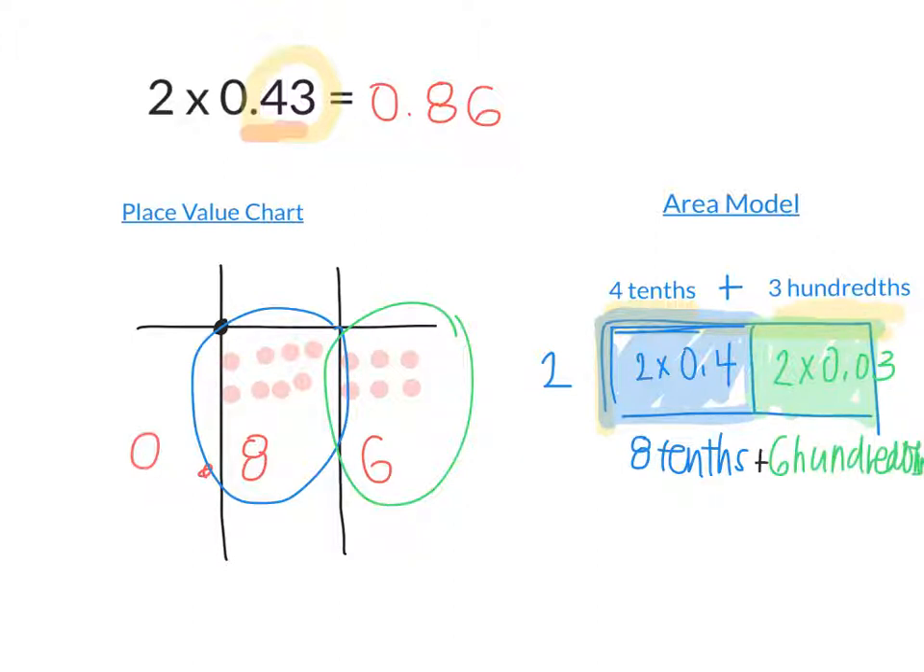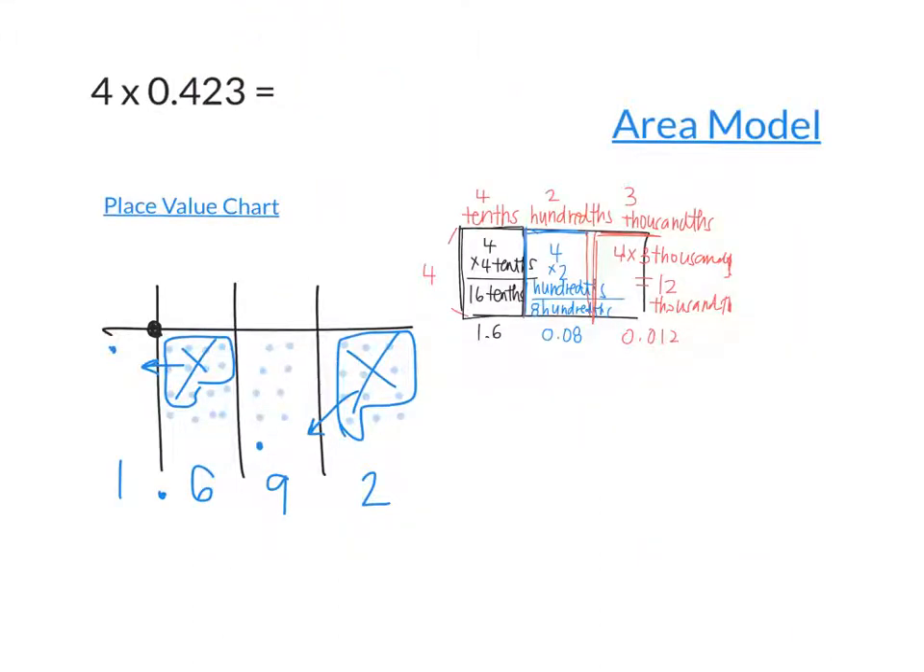Now, if I have to add that, I can write them in standard form. 8/10, 0.8 plus 6/100, 0.06. And if I want to find the entire product, I have to add up the parts, add up the partials. So what's 8/10 plus 6/100? 0.86 or 86/100. And we can see we get the same answer using the place value chart or using the area model. When we reach the end of our area model, we have partial products, 1.6, 0.08, and 0.012. In order to find the total product, we have to add those up, okay?